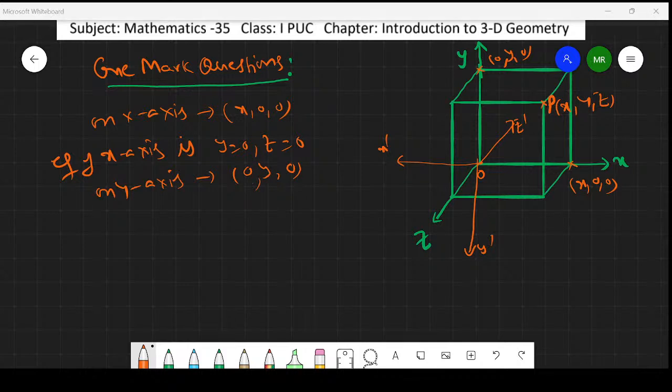If you have doubt, please ask me. I will repeat again and again. I can explain again and again. Now you can see here, on the y-axis (0, y, 0).